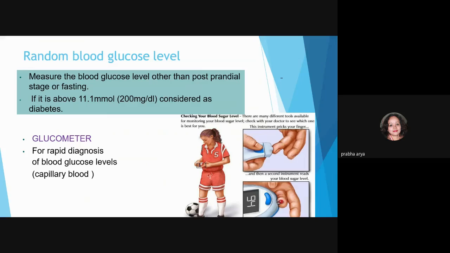In this case, it is done by a glucometer, which has a sensor to check the glucose, and this instrument has two parts. One has a lancet-type feature, which pricks the finger, and the blood oozes out, and that blood droplet is checked by the glucometer. So it can be done anywhere and any time of the day.